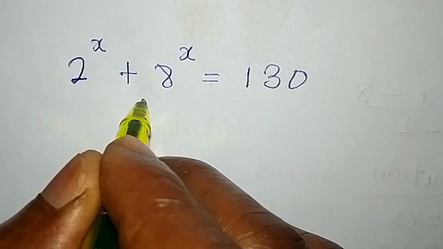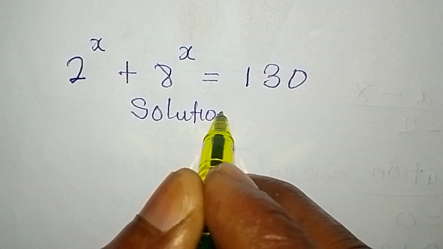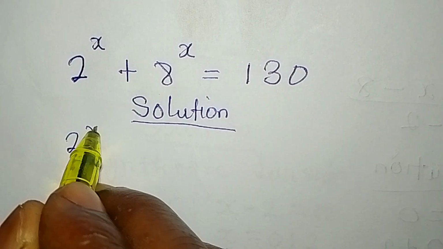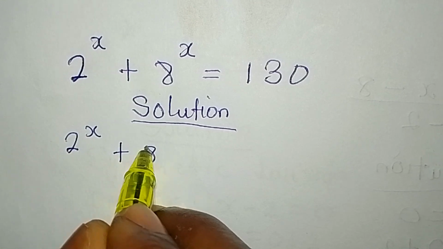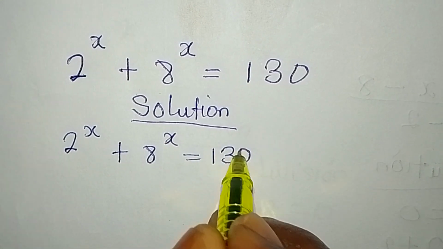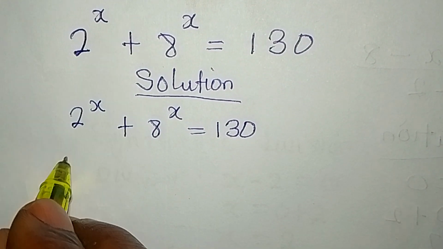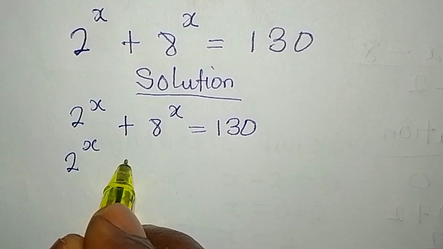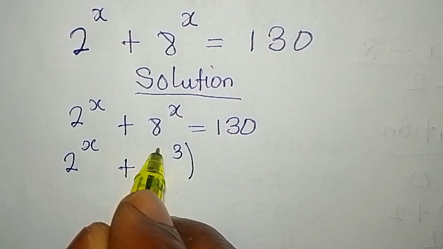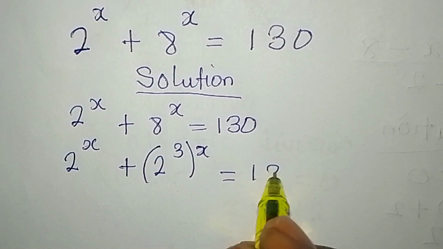Hello everyone. Let's provide the solution to this problem. 2 to the power of x plus 8 to the power of x equals 130. Now what do we do? Here we have 2 to the power of x plus 8, which is the same as 2 to the power of 3, then to the power of x, equals 130.